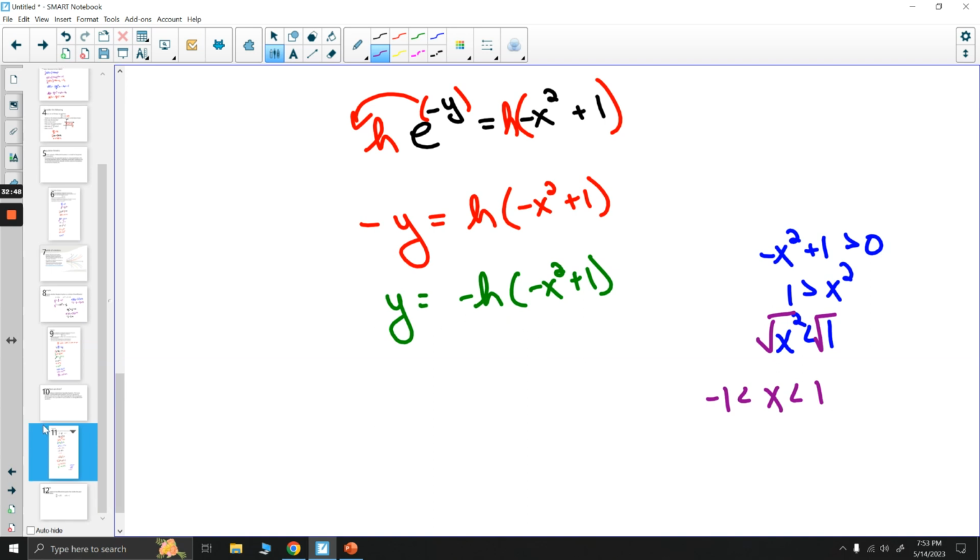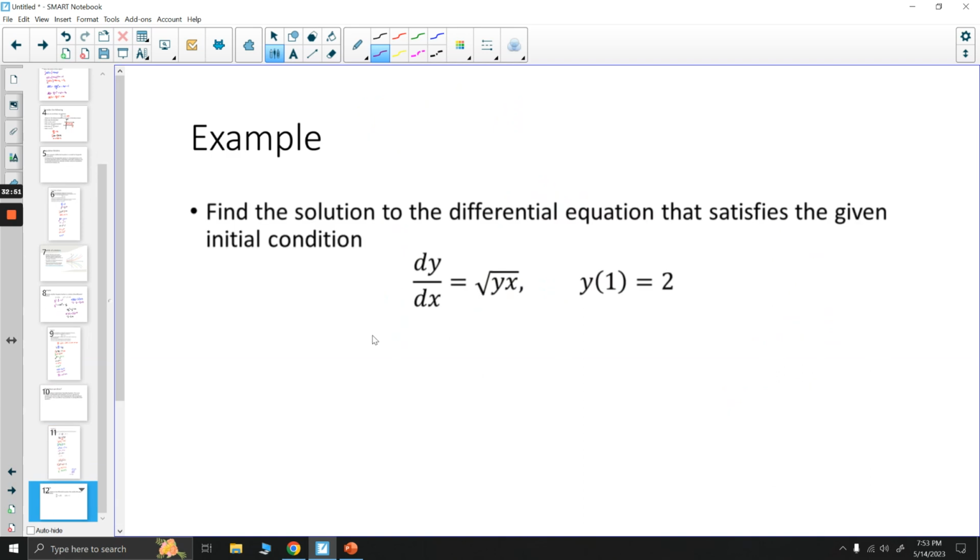All right, let's see another one. Find the solution to the differential equation that satisfies the given initial condition. Okay, so we have dy dx is equal to the square root of yx, where y of 1 is 2. Okay, so again, we'll be able to solve this. Now, the first thing we want to do is we have dy over dx. I'm going to split these up. So this is like saying y to the 1/2 and x to the 1/2.